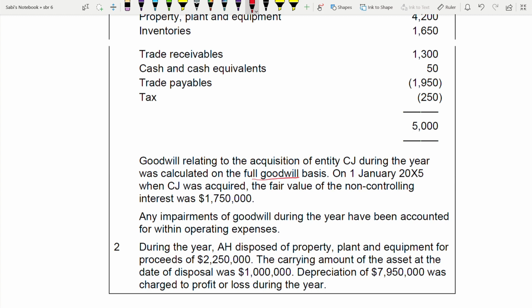Full goodwill basis means you are measuring it based on your NCI. Fair value of NCI is given and based on that you are measuring goodwill. Partial means you are taking the proportionate share of the net asset. Okay, fair value of NCI is given. Any impairment of goodwill has been accounted for within operating expenses.